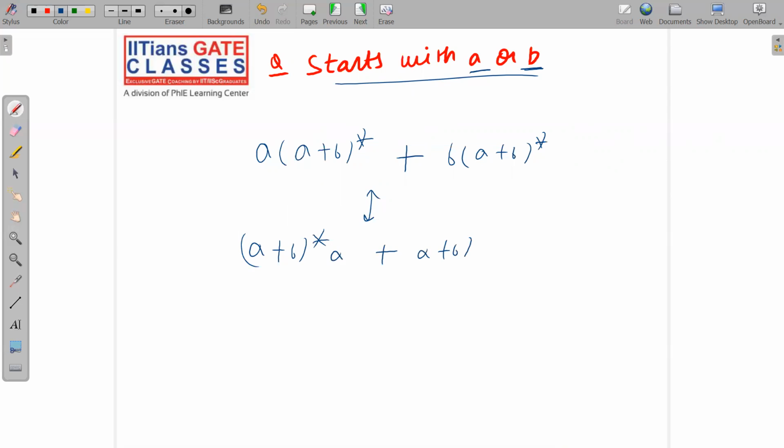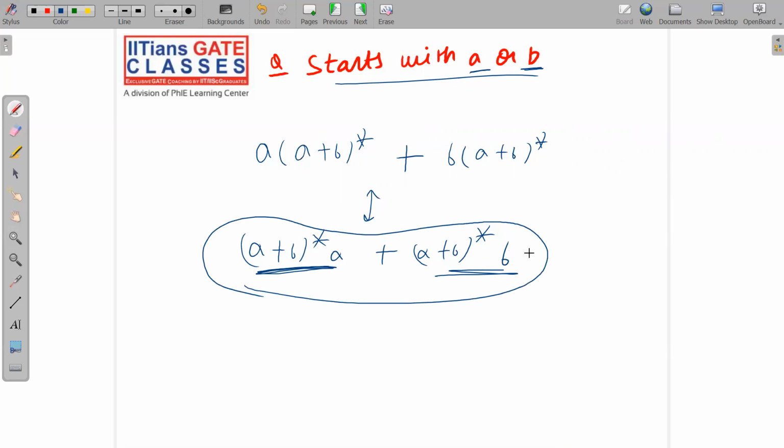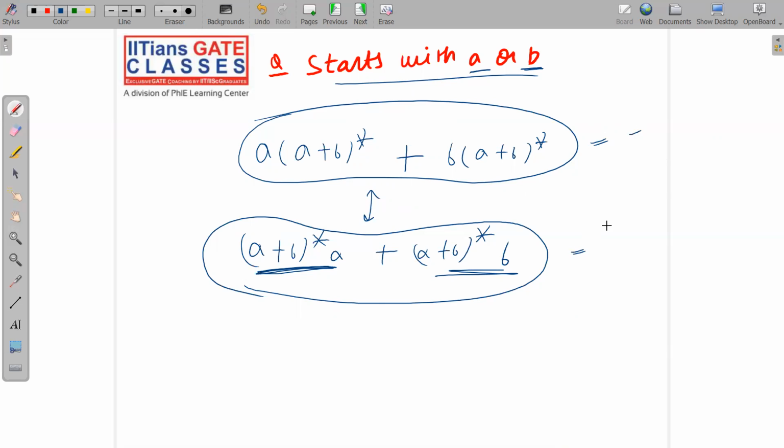Are these two equivalent? See, this is all those strings over a and b which end with a, and this is all those strings over a and b which end with b. So this entire thing is all those strings over a and b which end with a or b. This is all those strings over a and b which start with a or b. Now I am claiming that these two are equivalent. Please try to explain to yourself why. If you think that these two are not equivalent, then give me at least one string which is present here but not here, or present here but not there.